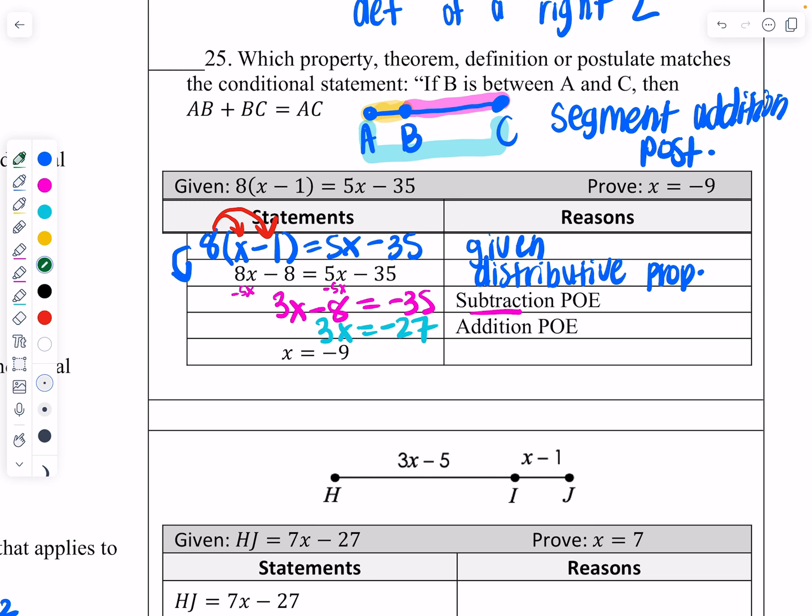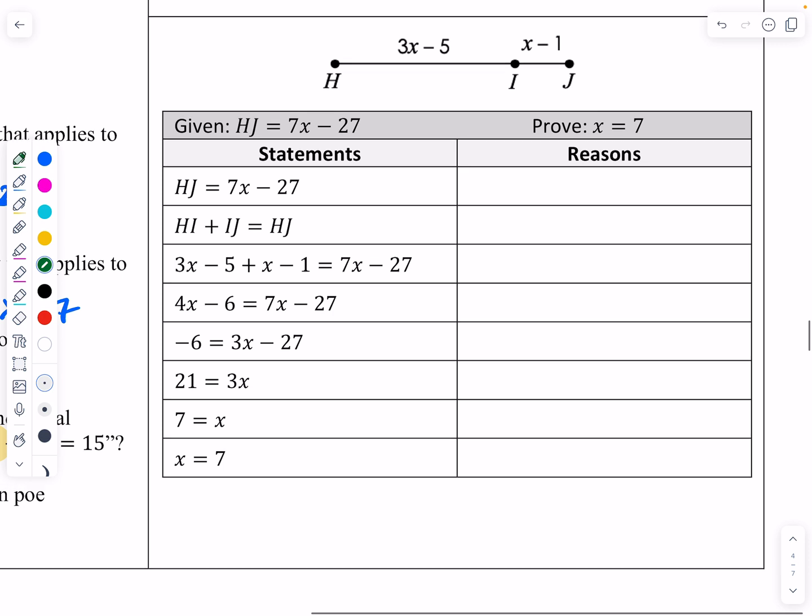And then we div-po it out. We divide by 3 on both sides. And so that is called the division property of equality. So did we solve what we wanted to? Was x equal to negative 9? Yes. How did we get there? We divided by 3 on both sides. Okay. And then the last one, we've got our proof on here.